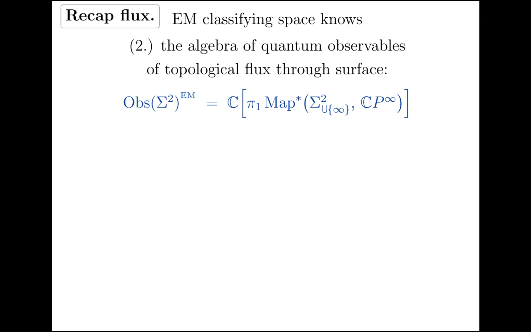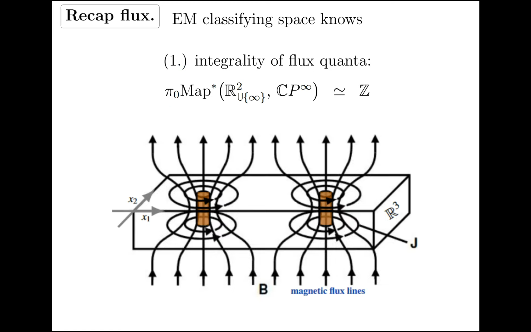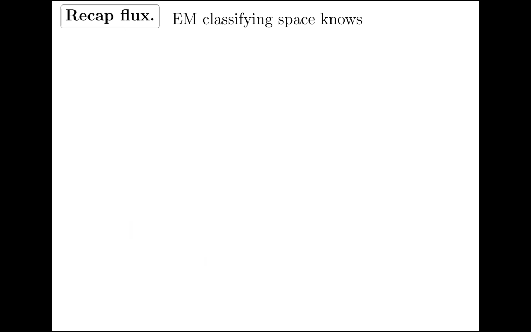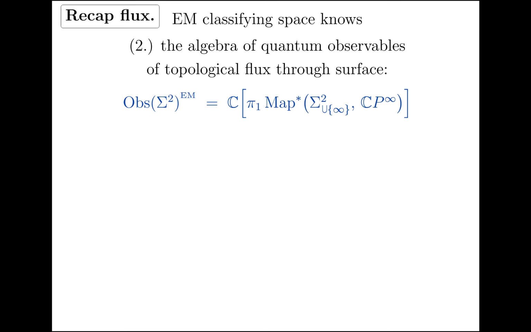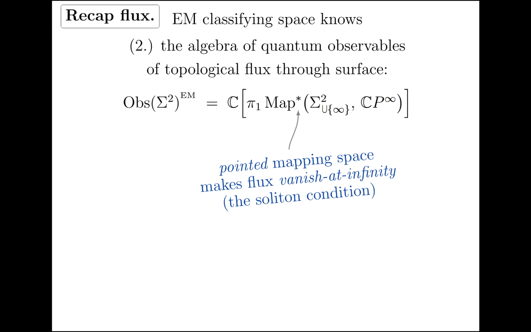Anyway, so what is this formula? Remember in the previous formula we saw that pi zero of the mapping space from our space-time to CP infinity, our classifying space, gives us the number of flux quanta. And now pi 1, let's go through this formula. Pi 1 of this formula actually gives us the observable. So what are we doing here? We have a surface sigma. That was R2 on the previous slides. Now let's take it to be any surface. Might be a torus, might be a disk, might be a punctured disk. And we'll keep adjoining that point at infinity to enforce the soliton condition. And then we look at the pointed mapping space in order to still enforce that soliton condition.